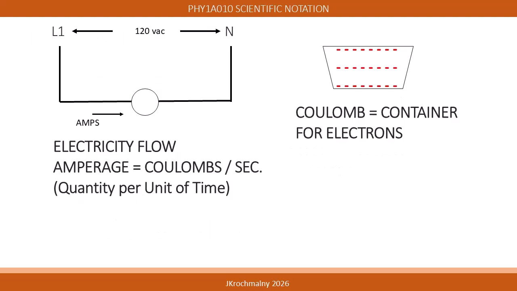Electricity also has a flow rate, and the electrical term used for this flow rate is amperage. The amperage term is also representing a value involving two conditions of quantity and units of time. A coulomb can be considered the container for electrons, similar to gallons is a container for liquids.